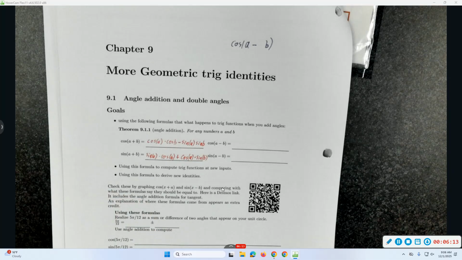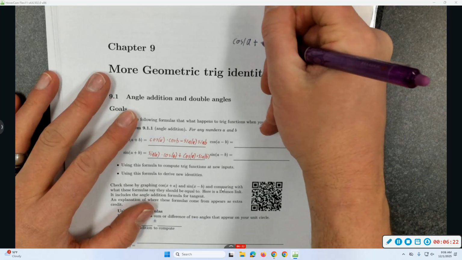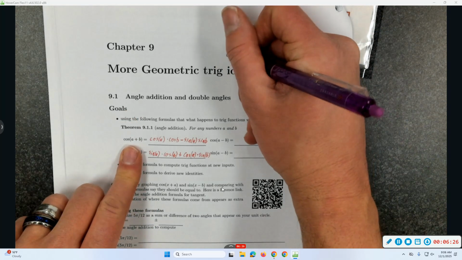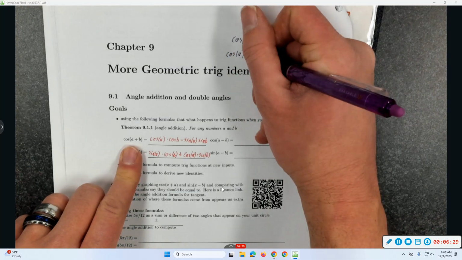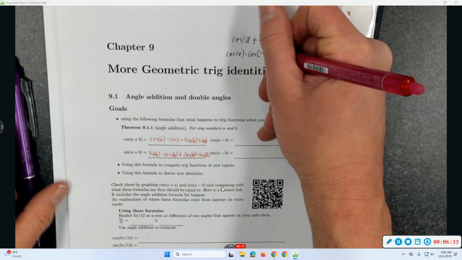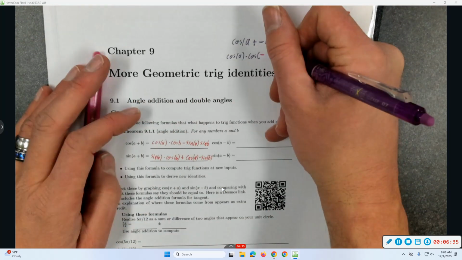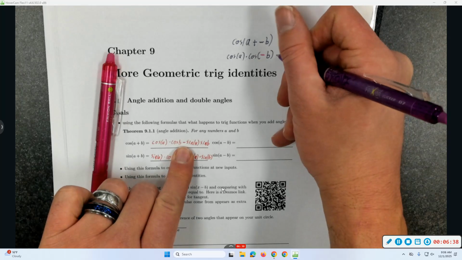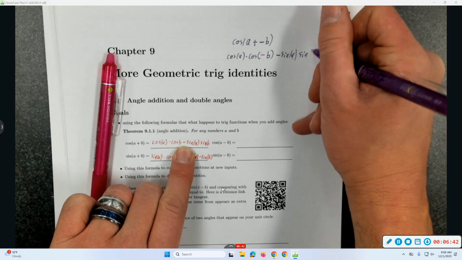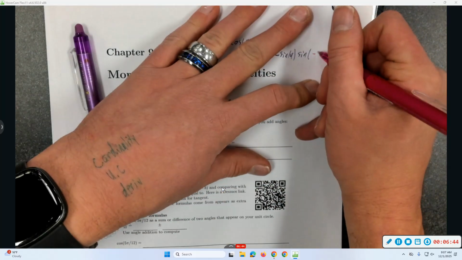Well, what is subtraction in terms of addition? That's the same as plus negative B. Let's use that. Oh, cool. I have a formula that does addition for me. That's the cosine of A times the cosine of, I'm going to emphasize the negative sign because we're going to do something with it, negative B, minus sine A sine of negative B.